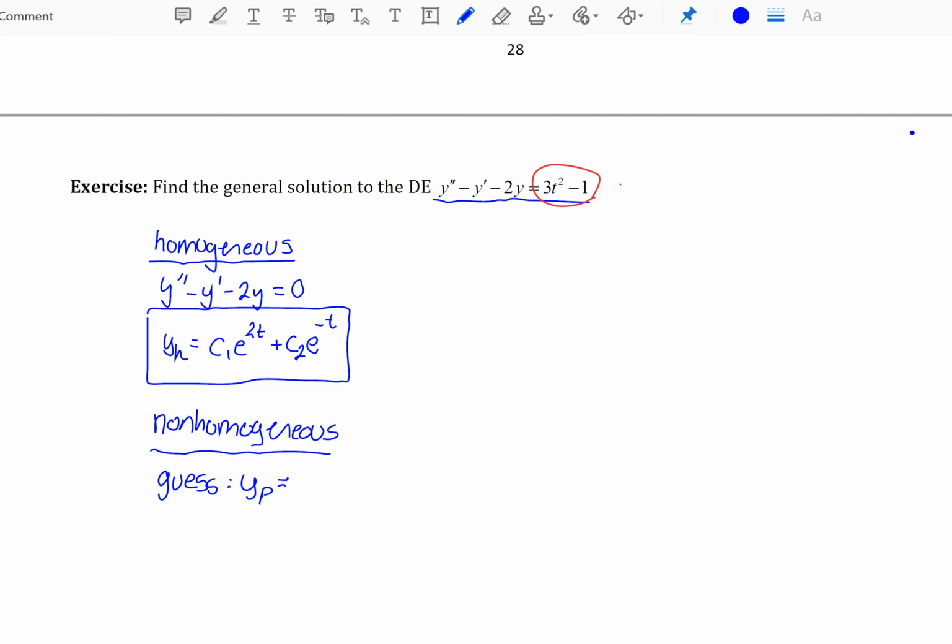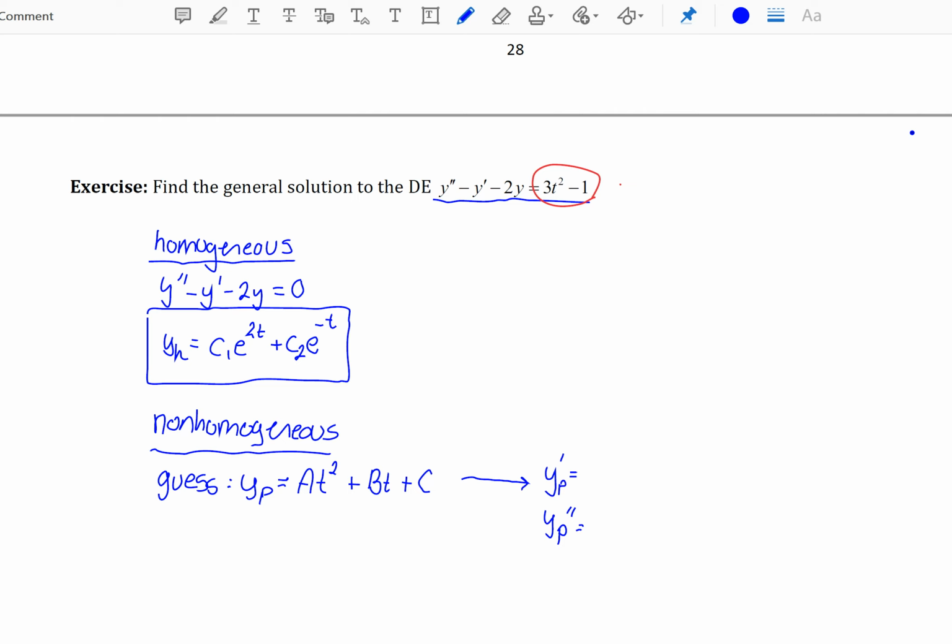So I'm going to make a guess for the non-homogeneous solution that will look like a t squared plus bt plus c, where what's not known is the coefficients. Hence the name Method of Undetermined Coefficients. We need to find the coefficients that will make this a solution to the non-homogeneous differential equation. I'm going to start by looking for our derivative terms first. So let's go find yp prime and yp double prime.